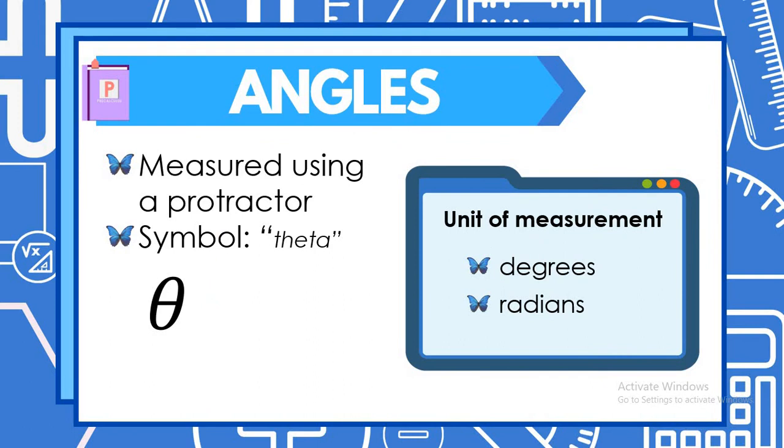Aside from that, here are more information about angles. First, it is measured using a protractor, and the symbol that we are going to use for angles is this one, which is called or read as theta. Meanwhile, the unit of measurement for angles are in terms of degrees and radians. You are more familiar with degrees, but with radians, we are going to define it sometime later on when we discuss the unit circle.